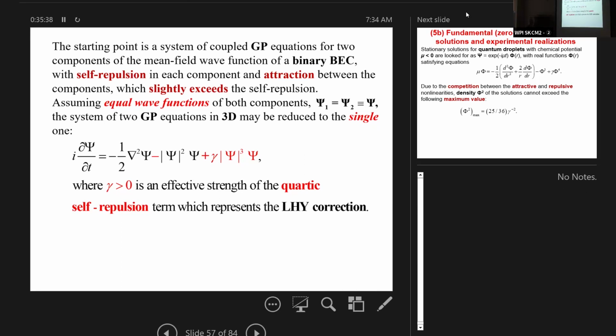Yes. Lee, Huang and Yang, they consider the volume of the model around the mean. Yes. And is it correct to understand the origin of this quartic self-repulsion from the Bogolyubov theory?